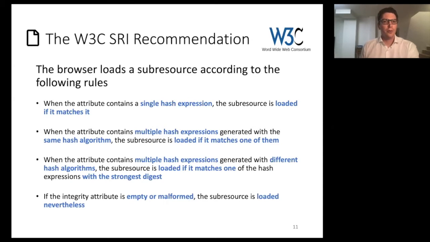So what are some of the rules that the browser uses to load the sub-resource? First, when the attribute contains a single hash expression, the sub-resource is loaded if it matches it. When the attribute contains multiple hash expressions generated with the same hash algorithm, the sub-resource is loaded if it matches one of them. When the attribute contains multiple hash expressions generated with different hash algorithms, the sub-resource is loaded if it matches one of the hash expressions with the strongest digest. And finally, if the integrity attribute is empty or malformed, the sub-resource is loaded nevertheless.